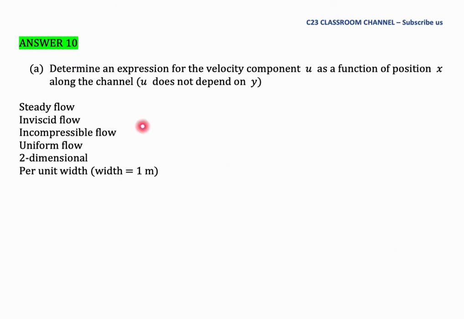For part A, we need to determine an expression for the velocity component u as a function of position x along the channel, and we assume that u does not depend on y. So in this problem, we assume that it is a steady flow, an inviscid flow, an incompressible flow, a uniform flow, and only two-dimensional flow is considered. We take it as per unit width, or we assume that the width of the diverging section is equal to 1 meter.